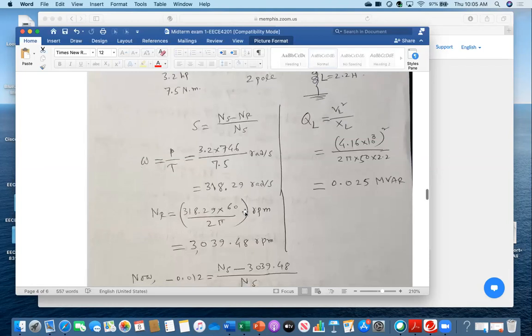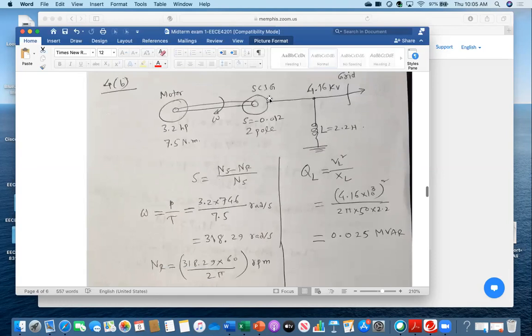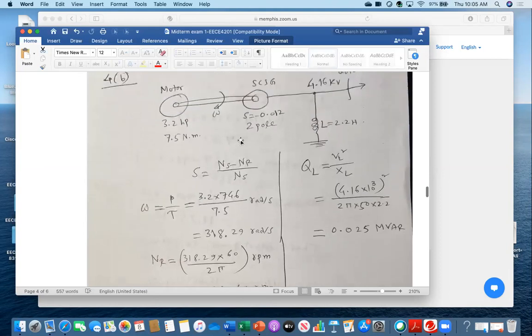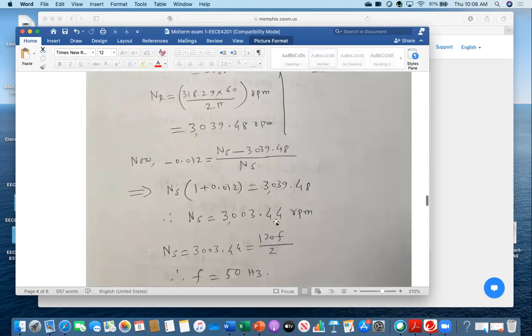And then here I am converting it into RPM. So I am using the symbol NR. If you see the slip equation for this squirrel cage induction generator, slip is NS minus NR over NS. So therefore this NR is 3039.48 RPM. Now this is your slip equation. The slip value was given as minus 0.012. You substitute that value in that equation, and ultimately you got NS as this number.